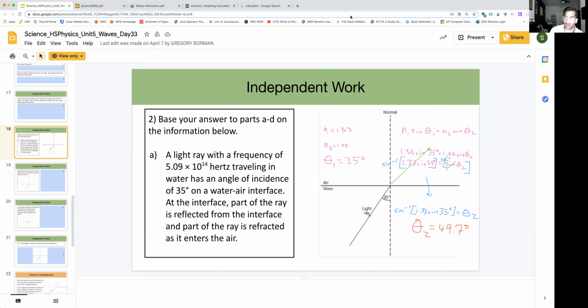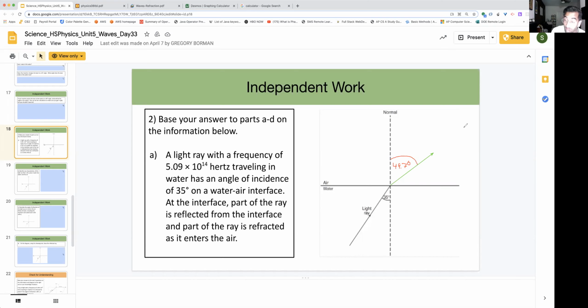I'm going to clear this and draw it one more time. We know it's 49.7 degrees. So one more time, it's going to continue on its path, just bent, okay, meaning that this angle that it makes with the normal inside here, that is 49.7 degrees. 49.7 degrees represents this angle there.